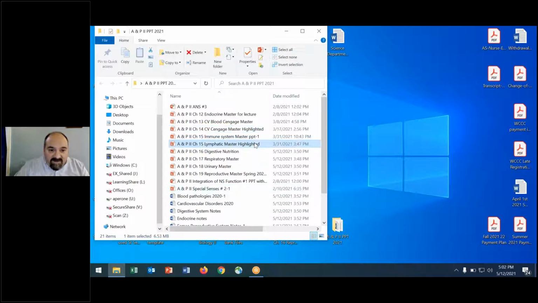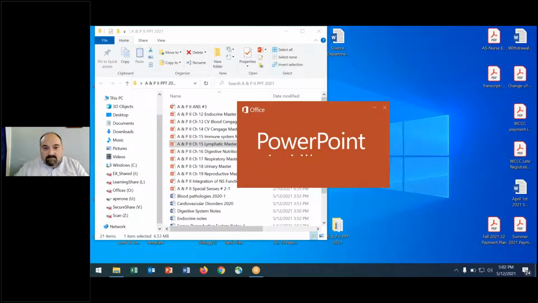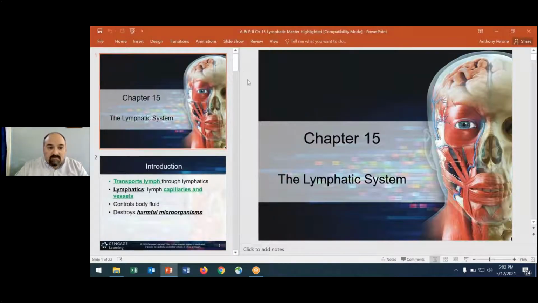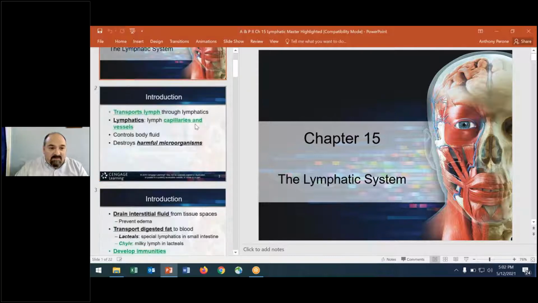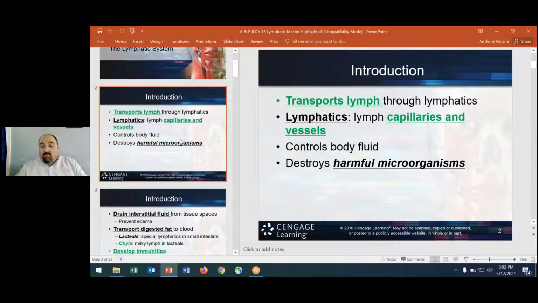Then we get to the lymphatic system. And so with the lymphatic system, what really is the system? What is its significance regarding the immune system, and how do the cardiovascular and the lymphatic system work together in order to create an immune system for the human body, which is a functional system?